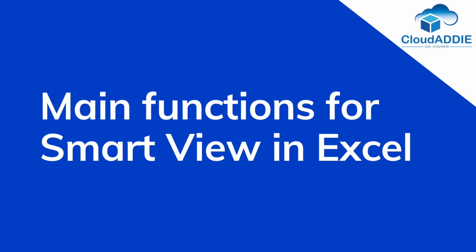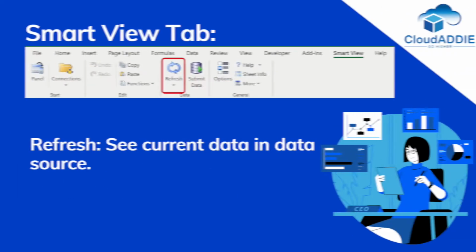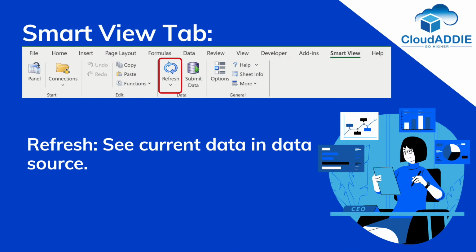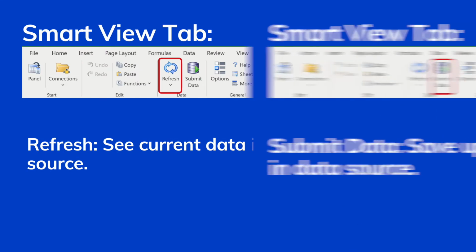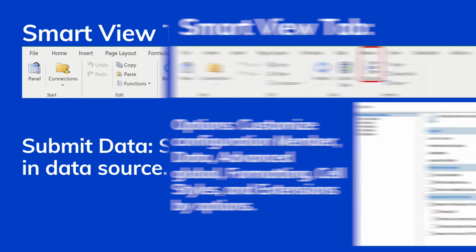Main functions for Smart View in Excel. The Smart View tab. Panel: a panel on the right side of Excel for shared or private connections. Input or select a URL from the panel to log in. Refresh: see the current data and data source. Submit data: save updates in data source.